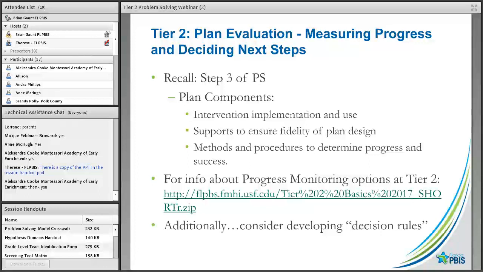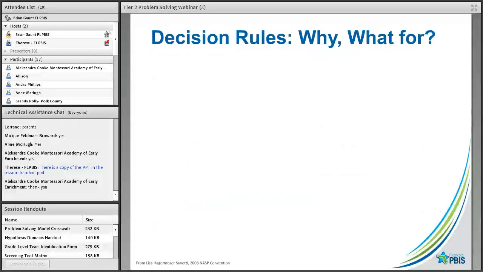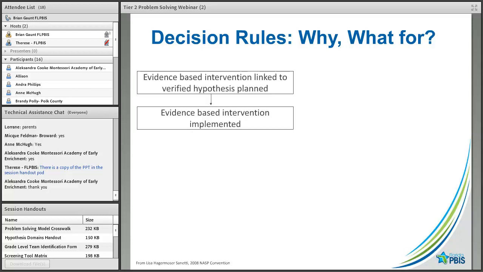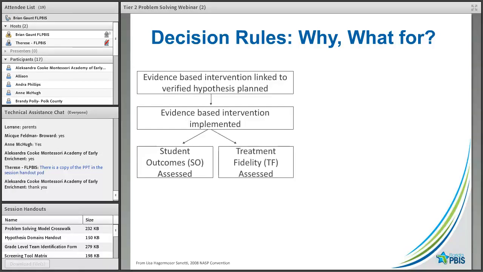There's a handout in the file pod there for you called Decision Rules Crosswalk. This is a piece that I have yet to see really schools using, but there's a reason why we're encouraging you to do this. And here's the reason why. At some point, you've developed interventions, you've implemented those, you've collected progress monitoring data, and you've collected fidelity information about the intervention itself. And so when we put those 2 together, we have to make a decision. What are we going to do next?